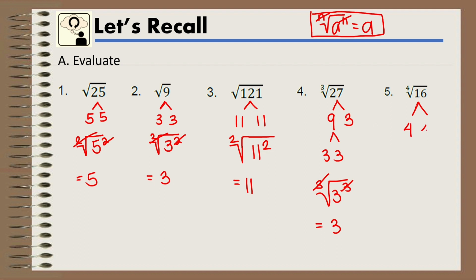Next is number 5. We have 4 times 4. This is 2 times 2. This is also 2 times 2. We have the fourth root of 2 raised to 4. So cancel this out and the answer is 2.